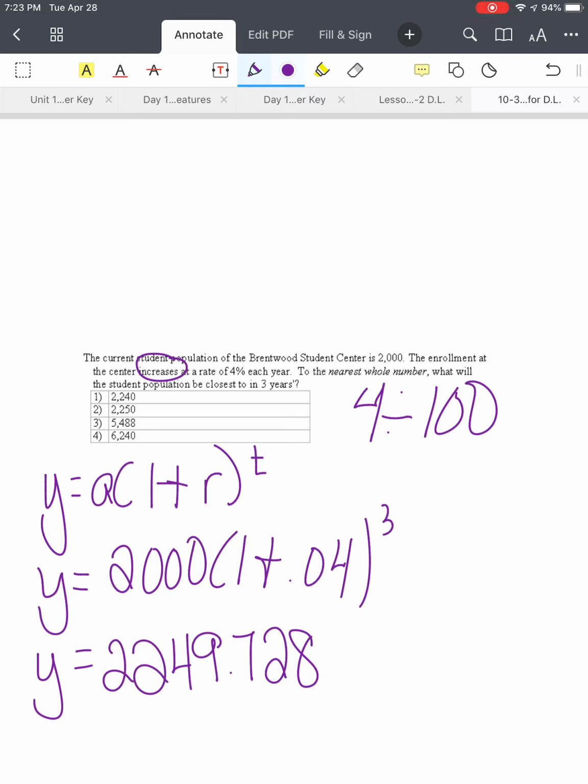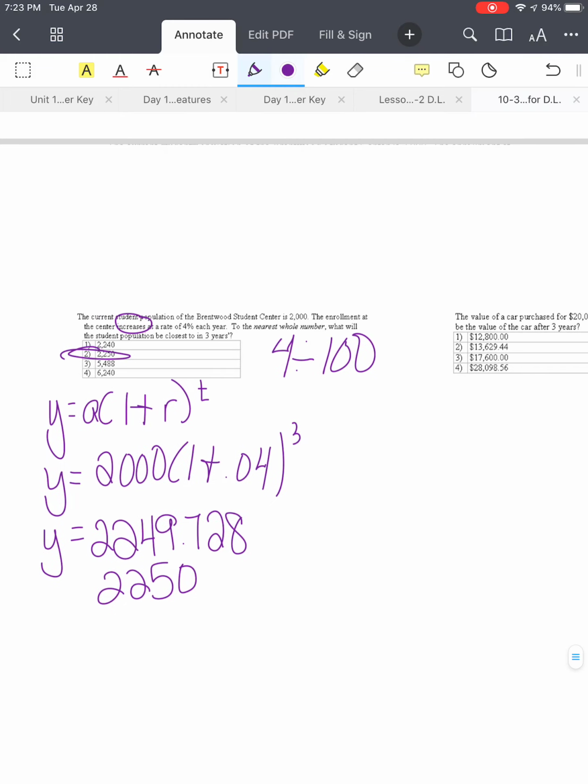Let's look at what the closest choice is, 2249.72. Well, we're talking about students. We can't have part of a student, right? So we need to round to the nearest whole number, 2250. Okay.